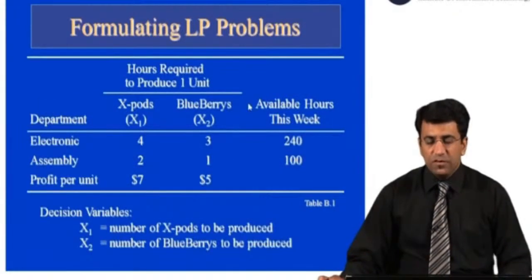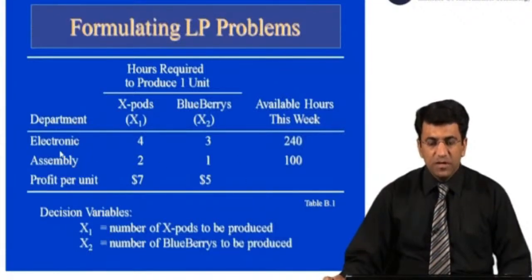Now this is the table of this particular problem. Let's go through this table. There are two departments: the electronics department and the assembly department. There are two products to be produced: the exports and the blueberries. And what are these figures about? It shows that 4 hours are required to produce 1 unit of export. That is the electronic hours required. Again, 4 electronic hours are required to produce 1 unit of export. Similarly, 3 electronic hours are required to produce 1 unit of blueberry.